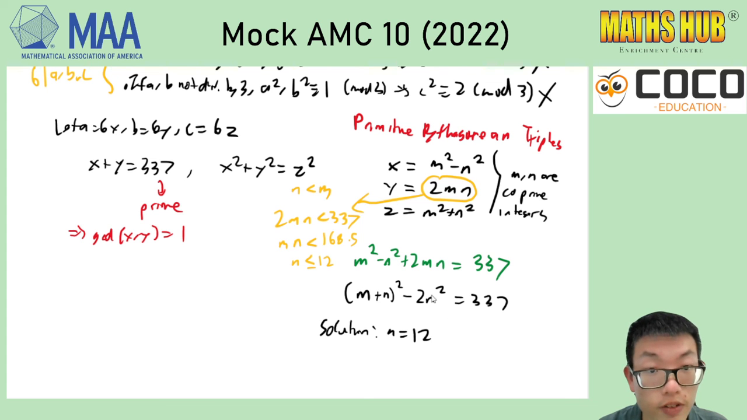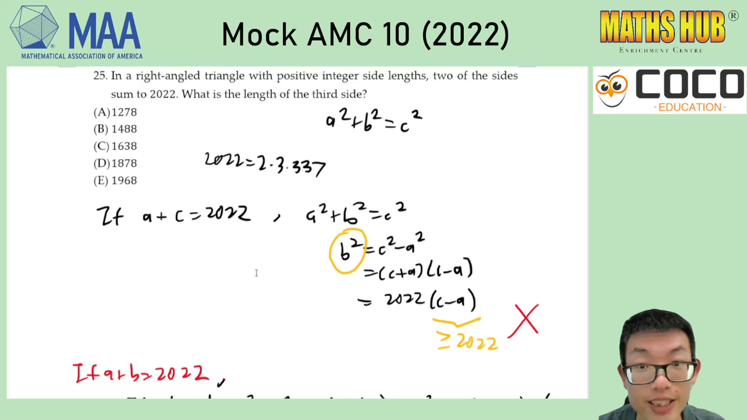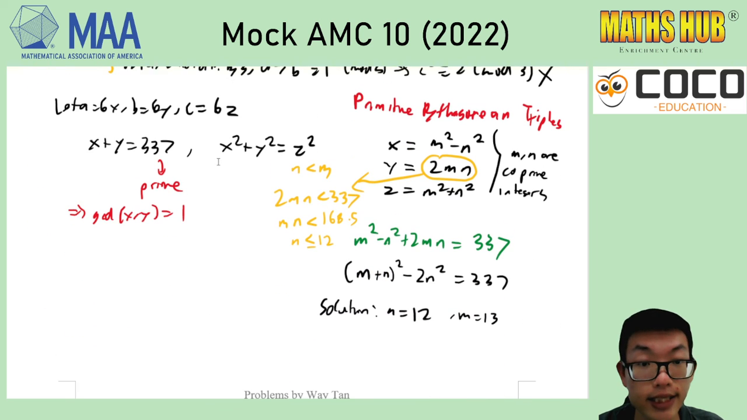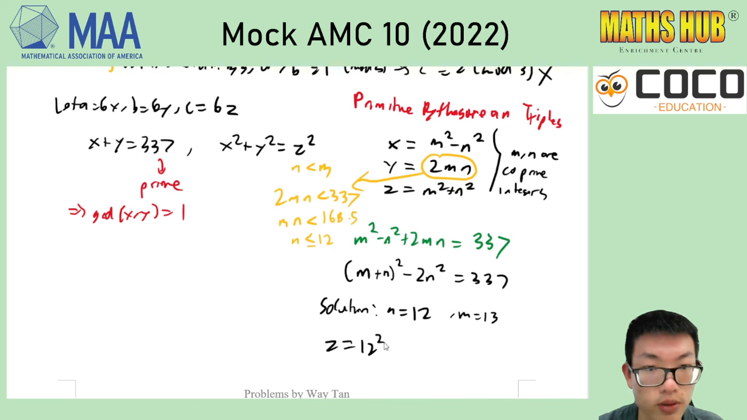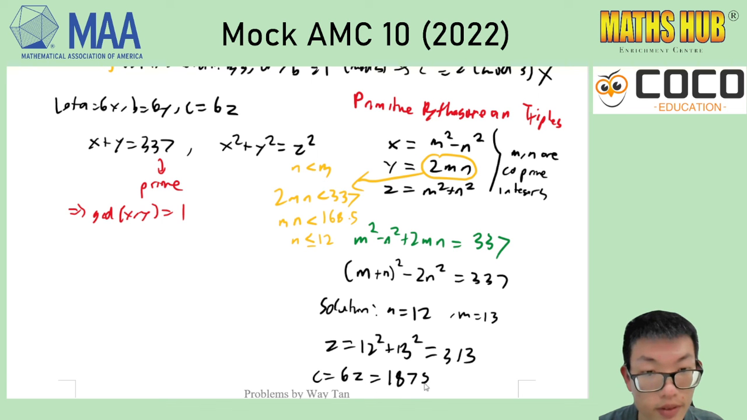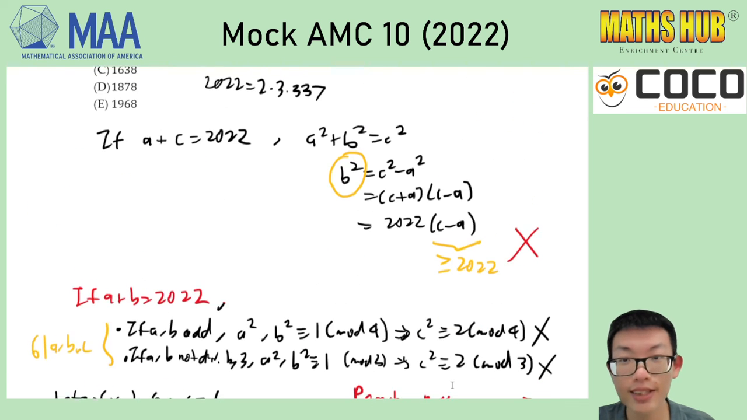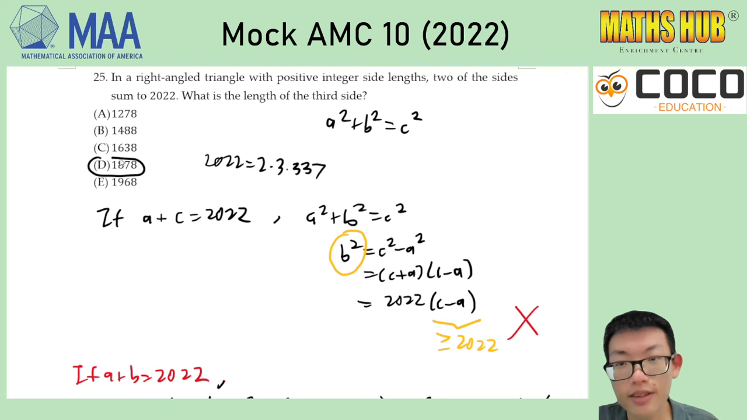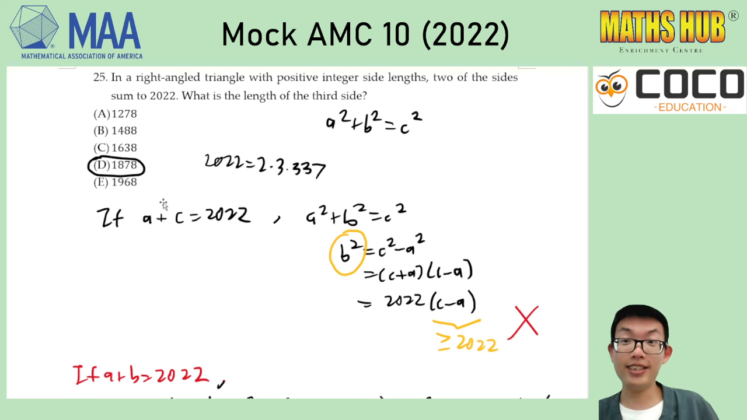And if you put n equals 12, this would very nicely give you m equals 13. And so therefore, if these are your two lengths, then the question is what's the length of the third side, right? The third side would be c, which is 6z. So I should just calculate z equals 12 squared plus 13 squared, which is 313, and c equals 6 times that, which is 1878. And there we go. This is the mock AMC10 paper.